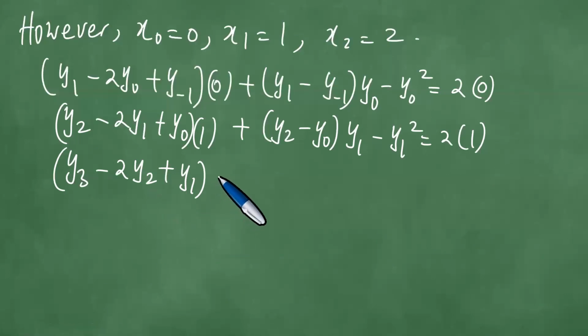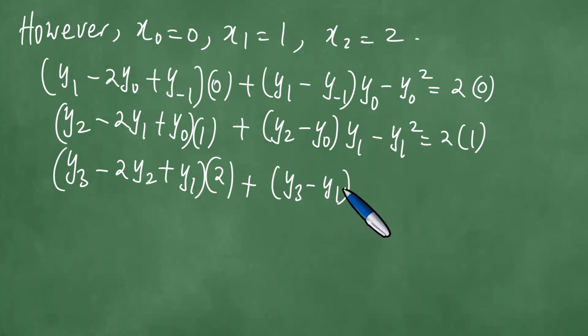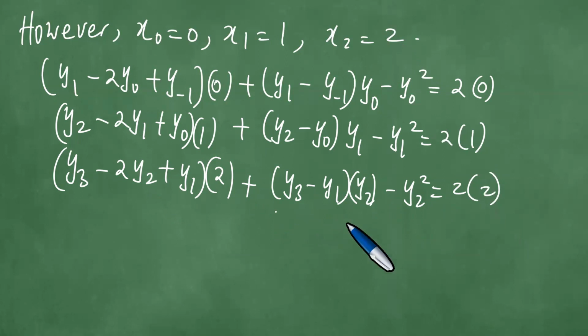So here we're putting now x2. X2 is 2 plus y3 minus y1. And then we have y2 minus y2 squared. And x2 is what? It is 2. Like so.